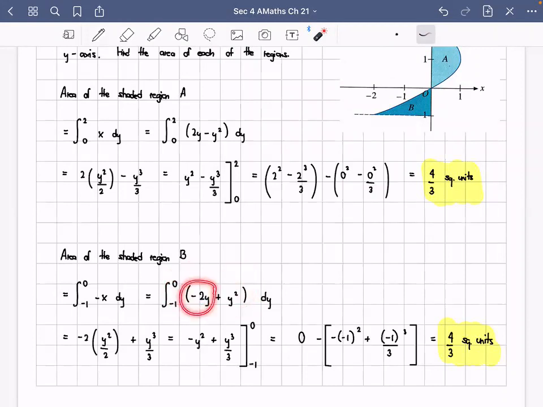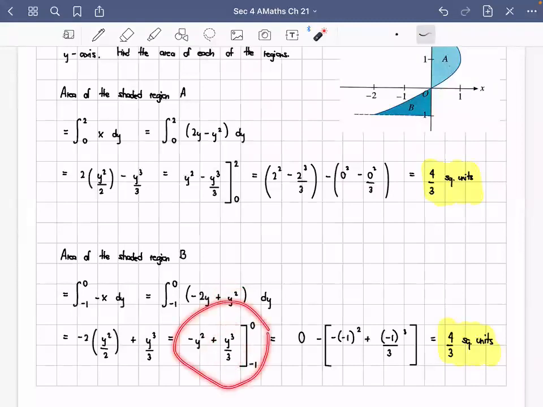So negative 2y will give you negative y squared. This is the process right here. So negative 2, so y squared over 2, so cancel this. That's why you have negative y squared. And then getting the antiderivative of this, you'll get y cubed over 3.